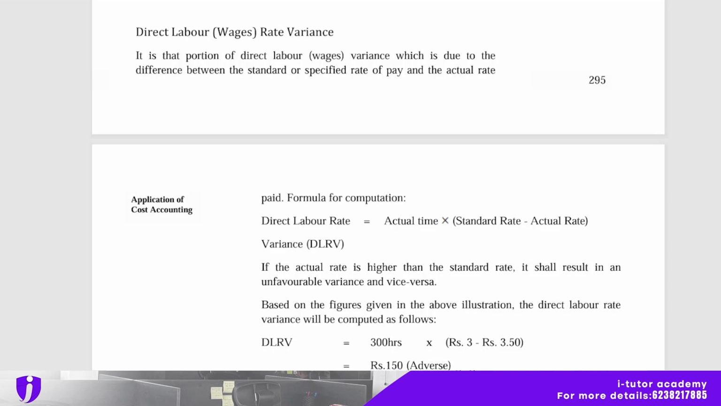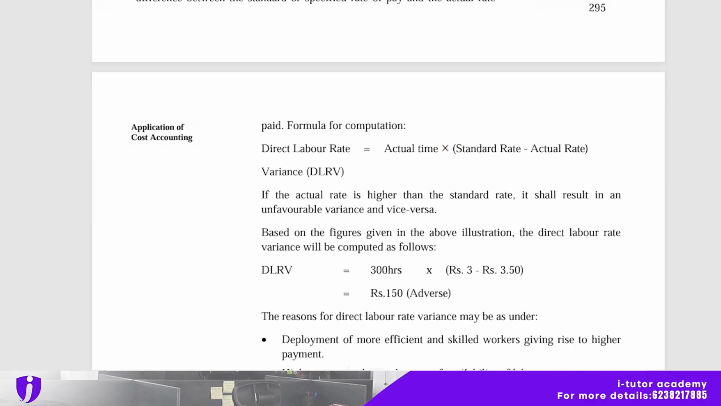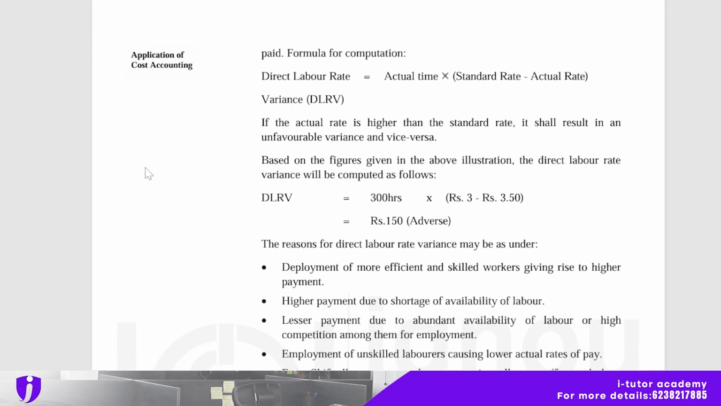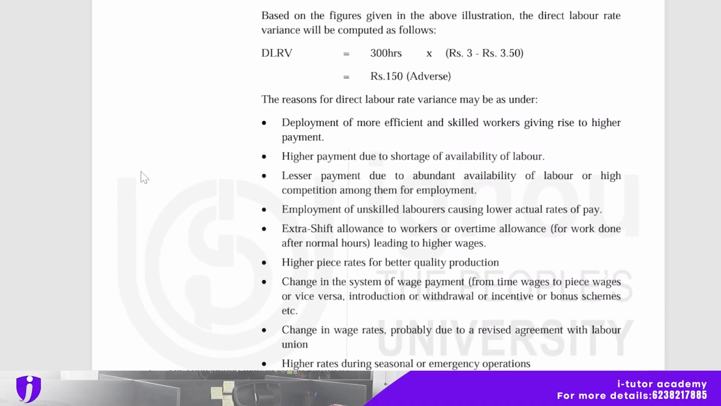Direct labor wages rate variance is the portion of direct labor wages variance which is due to the difference between the standard or specified rate of pay and the actual rate paid. That is the formula for computation: direct labor rate variance is equal to actual time into standard rate minus actual rate. If the actual rate is higher than the standard rate, it shall result in an unfavorable variance and vice versa.